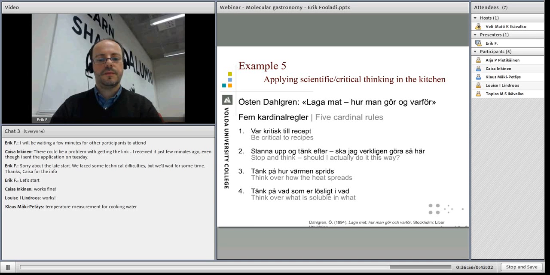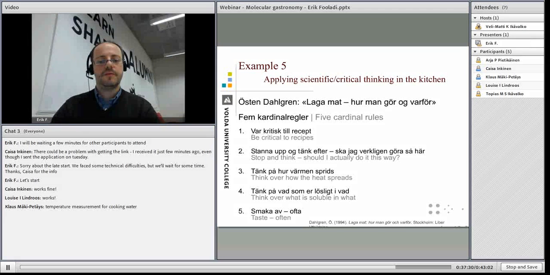And 4, think over what's soluble in what. Solubility, miscibility, things like that. The thing about the example from the vinaigrette that I showed in the beginning with the blueberry vinegar and the chili oil, or the small dish, the soup in the shot glass I showed, that the oil does not mix with the soup and the bread stays in the oil.